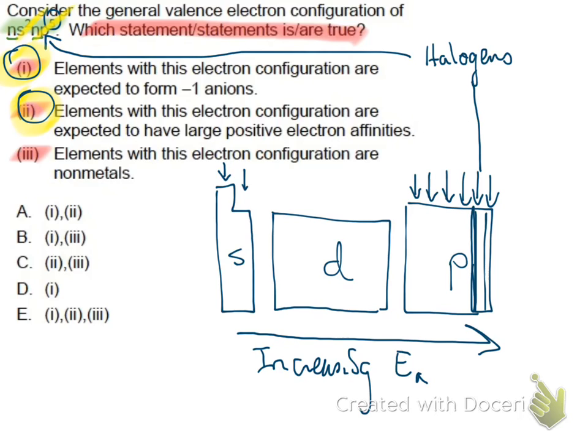electron added to it. And then finally, number 3, elements with this electron configuration are nonmetals. Number 3 is just a simple, do you understand your periodic table? We know that in the periodic table we have this stepped row here where we have metalloids along the step, and then we have nonmetals on this side, and then metals on the other side.